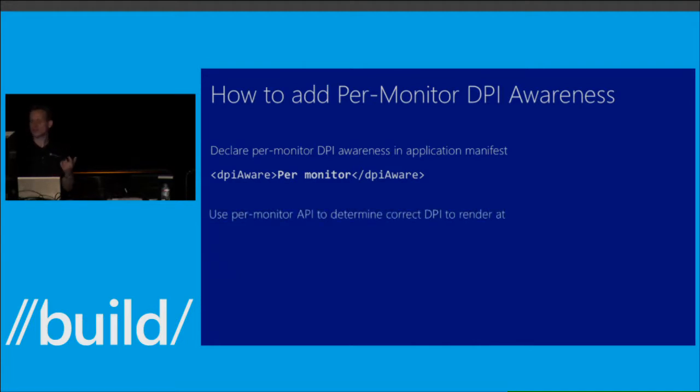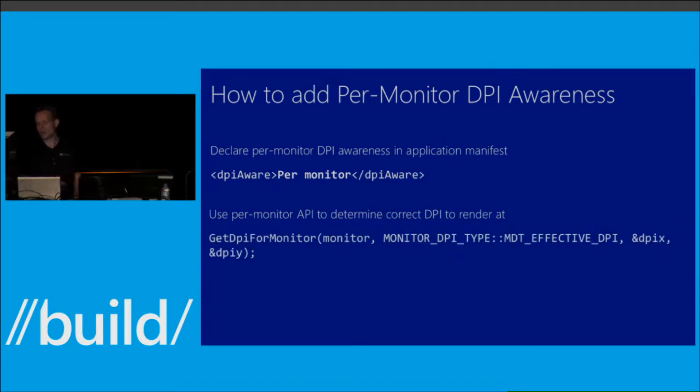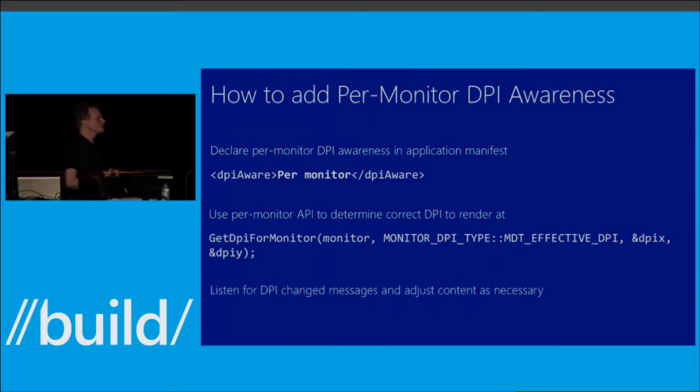The way that you determine how to do that is using another new API, GetDpiForMonitor. And here you pass in basically an HMONITOR, which you can pretty easily derive from an HWND, and then determine what the DPI is you need to render at. And then the final thing you need to do is to listen for a new message that we've added. We've actually added a new window message, WM_DPICHANGED. And this message basically tells you when you need to update your rendering.